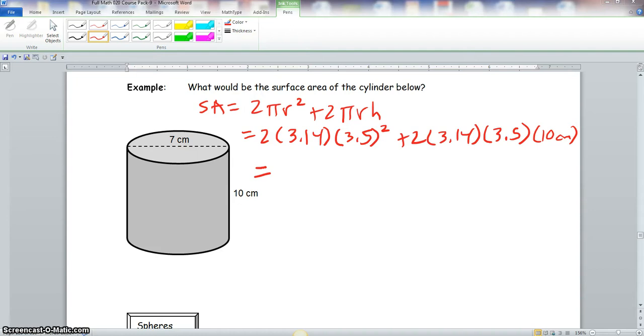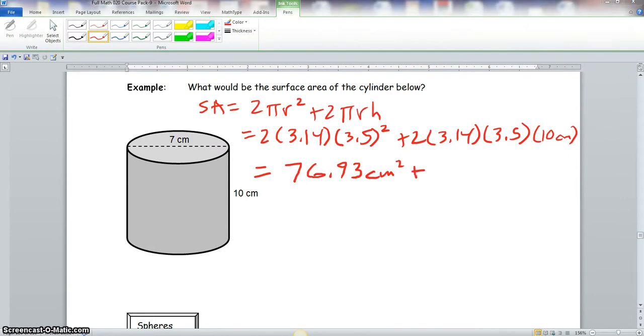2 times 3.14, and then multiply it by 3.5 squared. Or you could just multiply 3.5 by itself twice. So this side here will give you 76.93 centimeters squared.